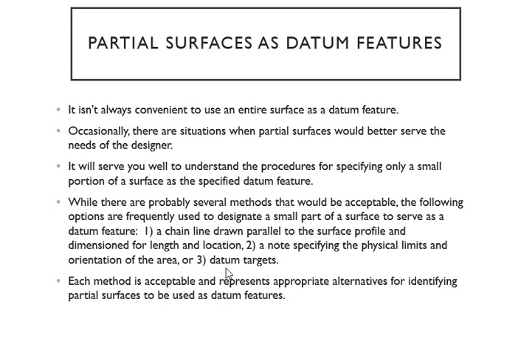Okay, so in order to do that, first we draw a chain line, and that line has to be parallel to the surface profile. And then you dimension for the length and location. You always need the values for these things. Then you need a note, and that note is going to talk about the special limits, your physical limits and orientation of that area. And then the last one is you need to put the datum targets.